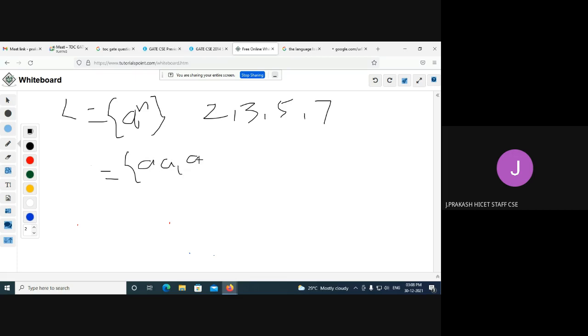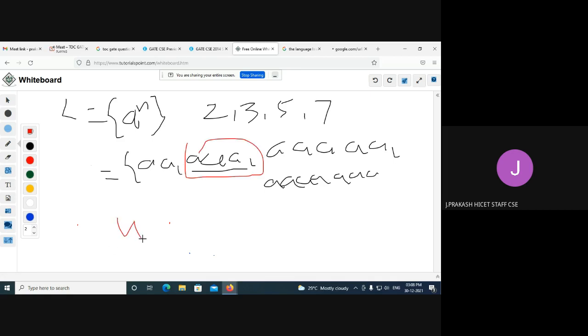AA, AAA, then AAAAA, then AAAAAAA. So out of this you can take any one string. Let us take this one. W equal to, this is W1, and this is W2. W stands for string. W3, so this is 3, this is 4. Now x equal to, what are the terms you have used here?